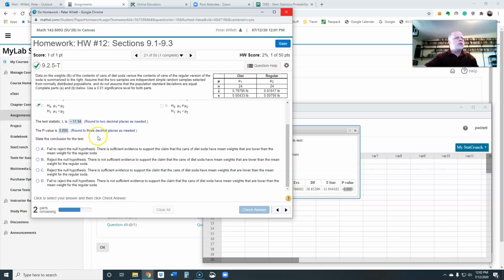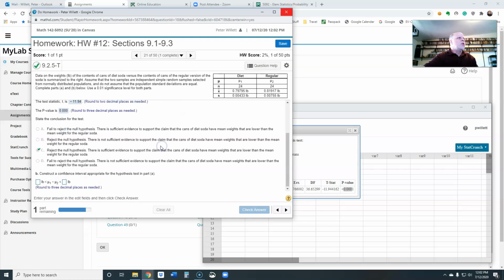So we want to reject the null. We see fail to reject, no. The p is low, we are going to reject the null. Null must go. So rejecting the null hypothesis is a choice in B and C. So we want to choose one of those. Then in B it says we reject the null and there's not enough evidence. But there is enough evidence because the p is low. So we're going to choose C. The correct choice here is reject the null hypothesis. There is sufficient evidence to support the claim that the cans of diet soda have mean weights that are lower.